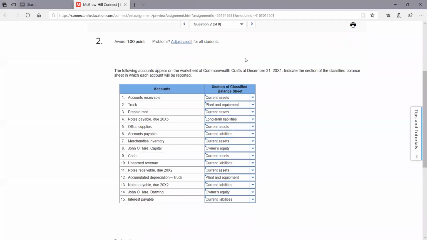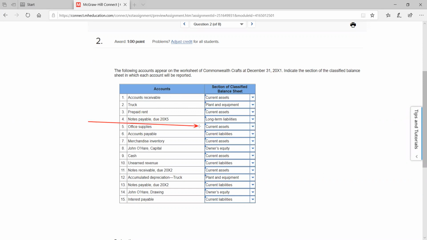And on this one, we're going to be looking at accounts that are on the classified balance sheet. So first one, accounts receivable, they're going to call that a current asset because you expect to convert it within 1 year. Truck's going to be a long-term asset, so they're going to call that plant and equipment. Prepaid rent, generally short-term, so that's a current asset. Note payable, they're going to put this one under long-term liability because it says due sometime in 05. It's more than a year.